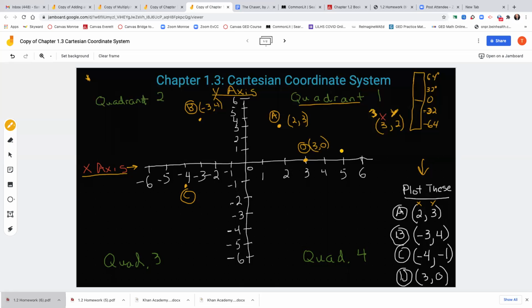All right, that's A, B, C, and D. Yeah, that's a terrible looking D, by the way. I apologize. Now, if they ask you, what quadrant is A in? You'd say 1. What quadrant is B in? You'd say quadrant 2. What quadrant is C in? You'd say quadrant 3. What quadrant is D in? Trick question. Look at D here. What quadrant is it in?